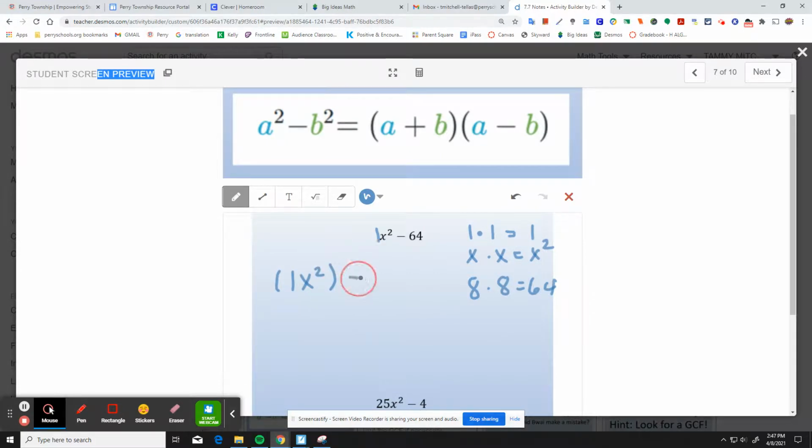if this is A and this is B, all I have to do is square root them to get my A and B. So this ends up being X, and that ends up being 8. So now all I got to do is put it into my problem. So x plus 8 and x minus 8.